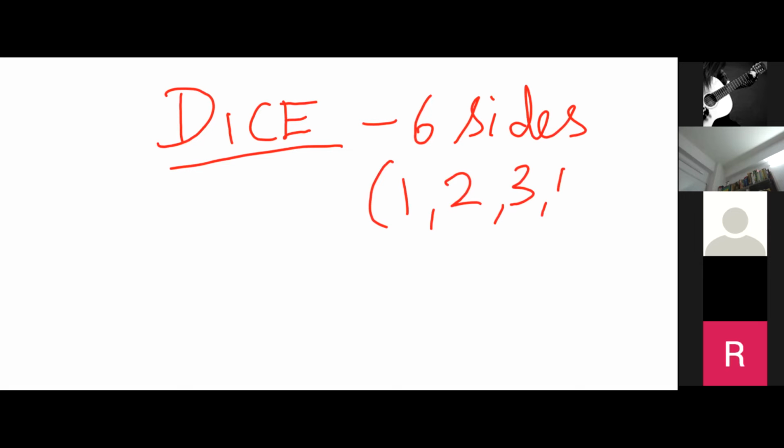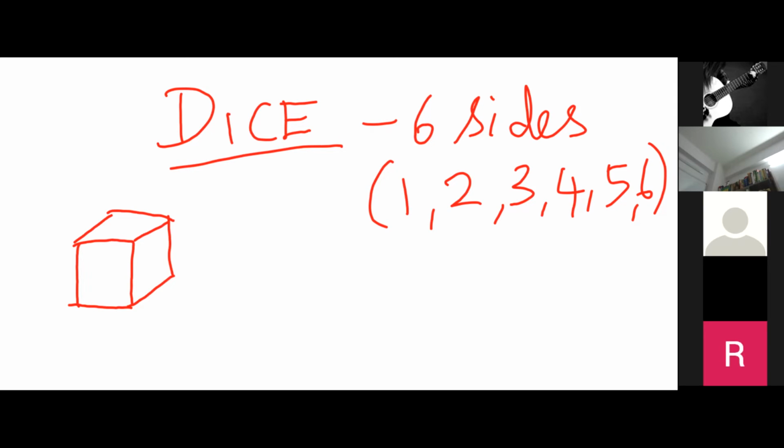A dice will have 6 sides, and the values on all these sides start from 1 to 6. You would have solved the Rubik's cube also, like a relaxation game. In the same way, the dice shape is also a cube, so it has 6 sides. Here I have displayed 3 sides, and the other 3 sides will be at the opposite: at the bottom and at the back. So there are 6 sides in a dice.